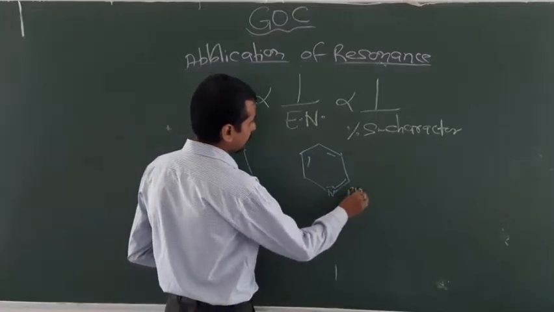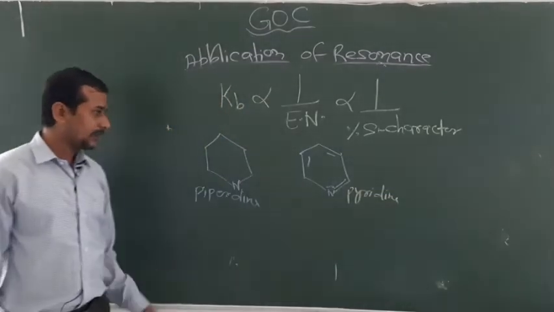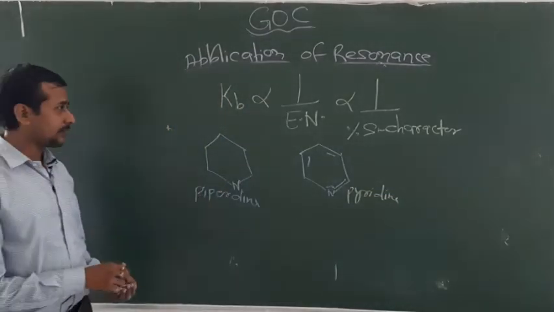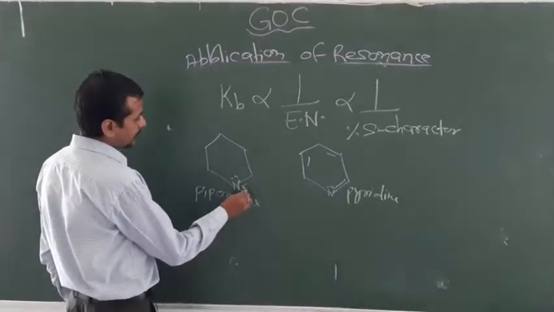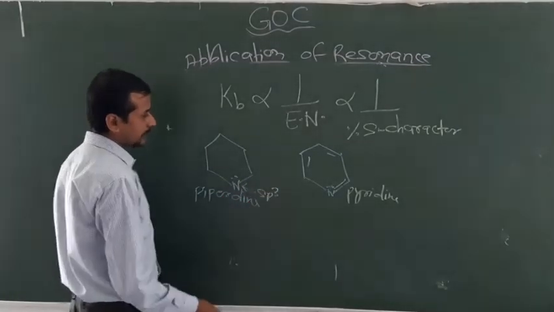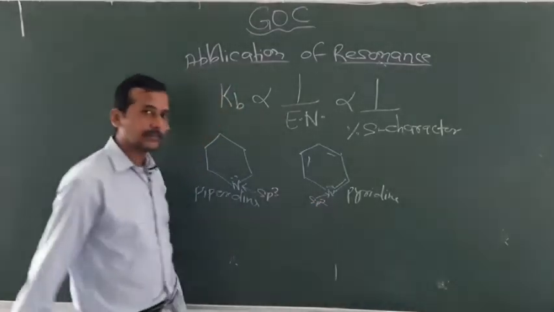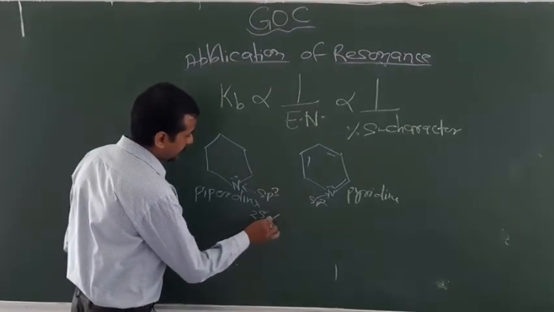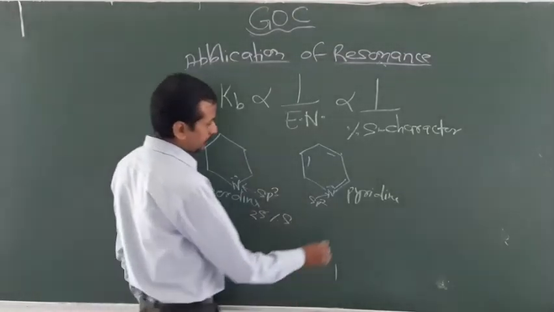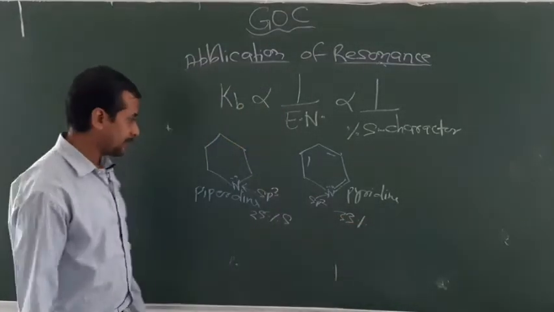This is known as pyridine. So one question arises: out of both, which is more basic? Look at the condition. This nitrogen is sp3 hybridized, but this nitrogen is sp2 hybridized. So here, 25% s character, but this has approximately 33% s character.